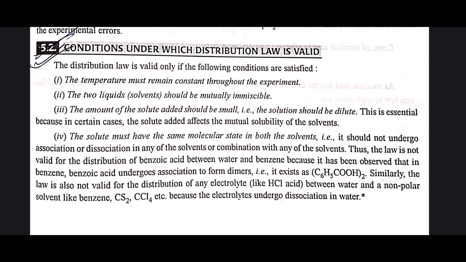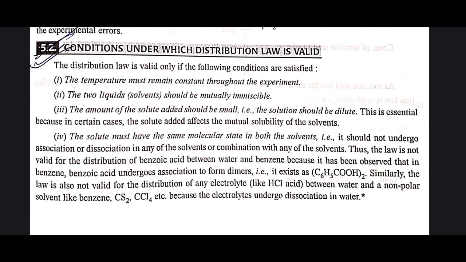This is essential because in certain cases the solute added affects the mutual solubility of the solvents. Fourth, the solute must have the same molecular state in both the solvents. That is, it should not undergo association or dissociation in any of the solvents, or combination with any of the solvents.